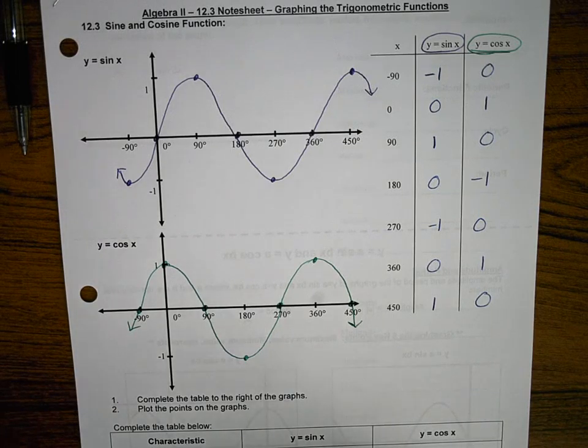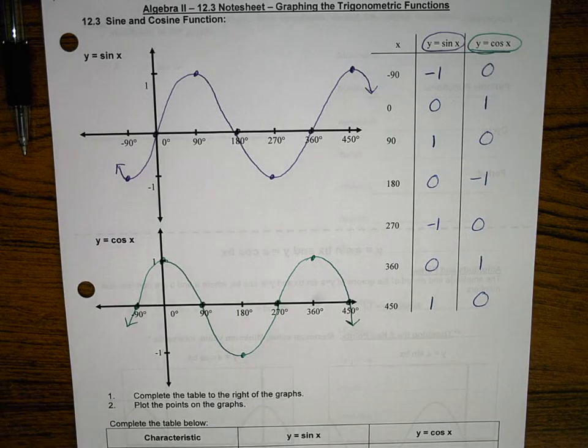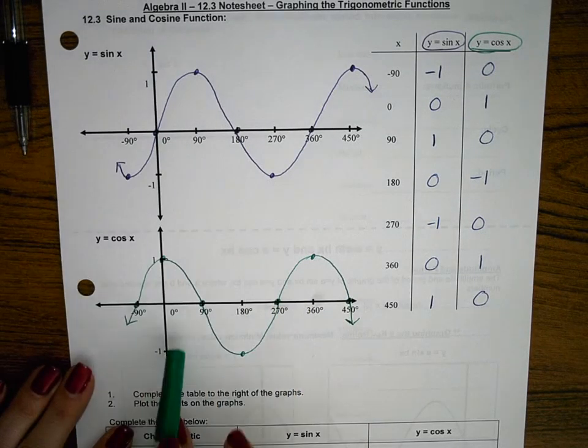Now, I've got some questions here. Do they look the same? Not really. Do they look similar? What looks similar about them? Yeah, they both have that wave shape. In addition, that wave shape is contained between what? Yeah, the bottom is negative 1 and the top for both of them is positive 1.